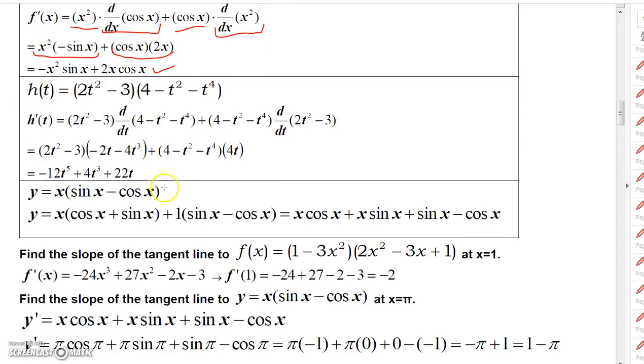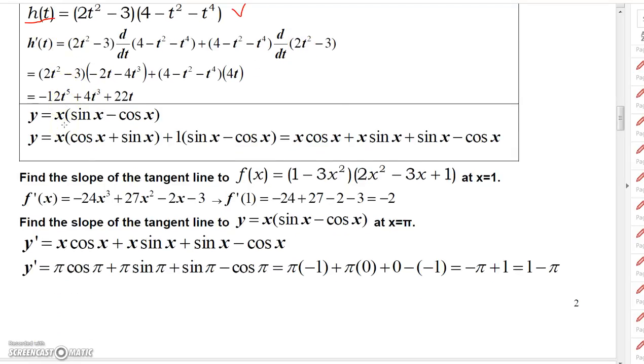Now I'll let you freeze the video, and you can work this one. Notice I used a different variable this time. I used t for the independent variable, but this one is very much like the first one I did. You have a binomial and a trinomial, and notice, I just applied the product rule. I said u times v prime minus v times u prime, and then I simplified the result.